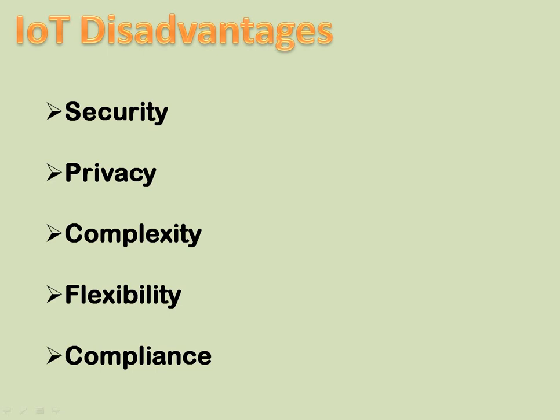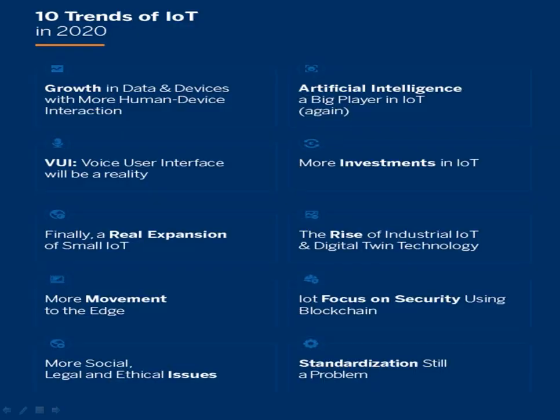See, it's not private. You are searching for your own purpose, but security is not there. So this is also a major disadvantage in IoT. Complexity, flexibility, and compliance are also issues. So these are all the disadvantages of IoT. I'm going to the next slide.